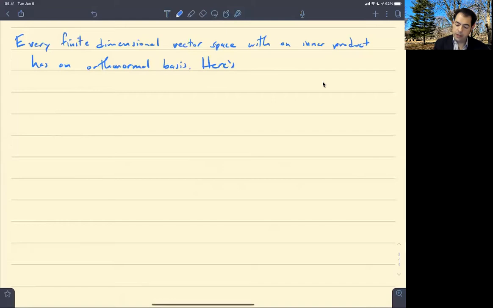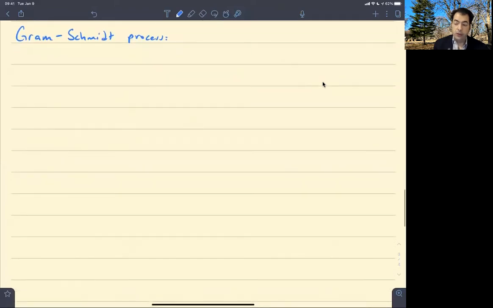Okay, how do we know? Well, here's how to find one. Okay, so this is known as the Gram-Schmidt process. Okay, so we can think of this as a theorem. I'm going to describe an algorithm, and then the claim is that this will produce an orthonormal basis, and then we'll prove that that claim is true. Okay, so first let's describe the algorithm.